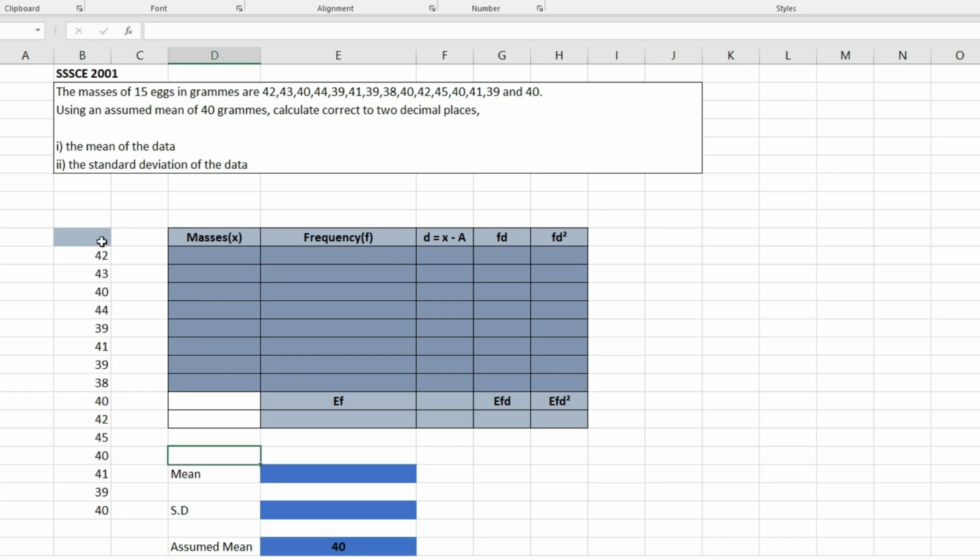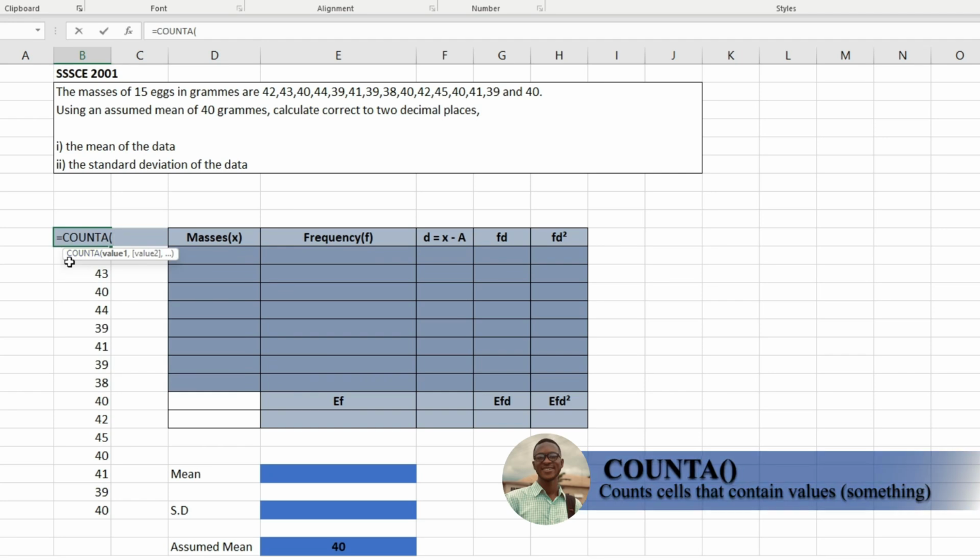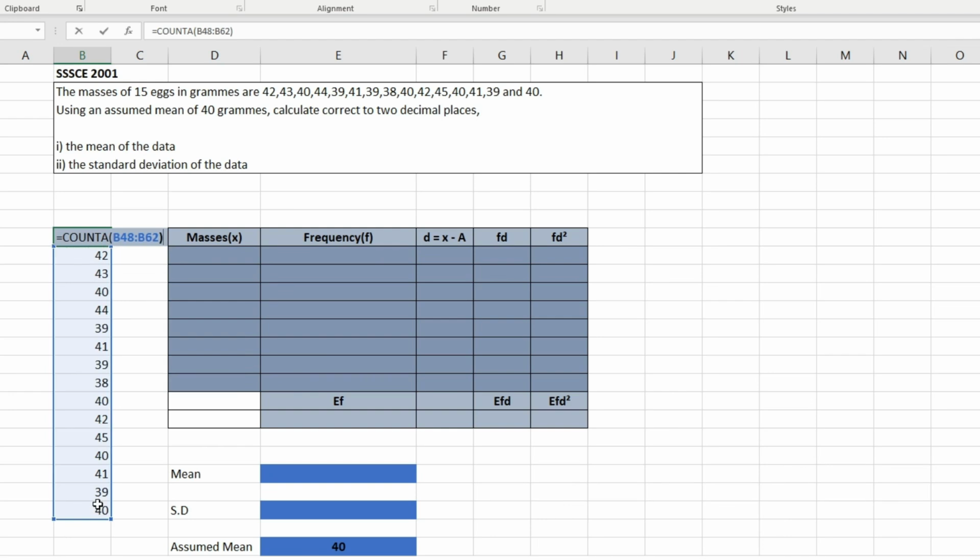The question gave us a hint that we have 15 eggs. By typing these things manually, it's possible that I might not type all the 15 numbers in here, so I'll use a function to count if these elements sum to 15. Over here, I'm going to use the function COUNT. So equal to COUNT, hit the tab key, and the values are these ones over here. Then I'll close it and press enter. And then we have our 15 in there, indicating that we have 15 eggs.